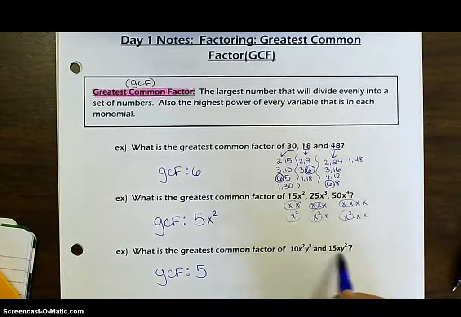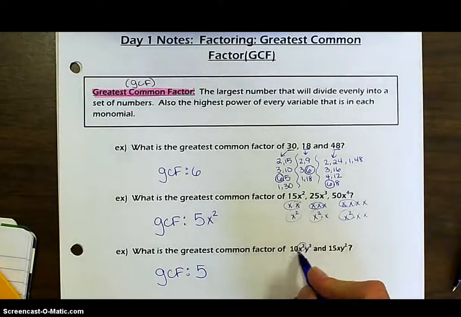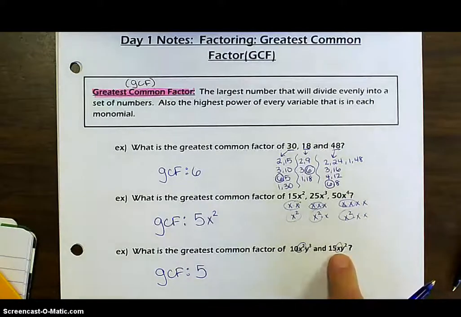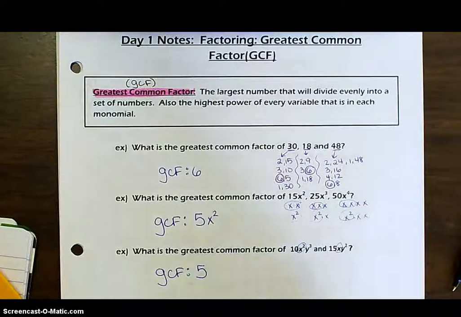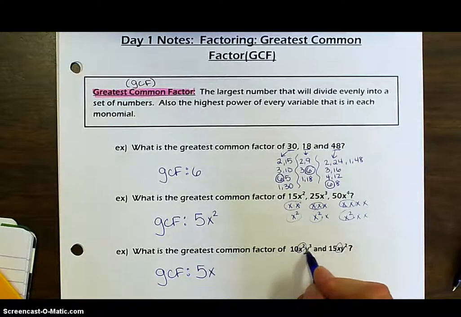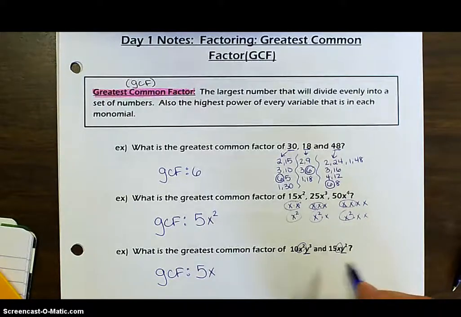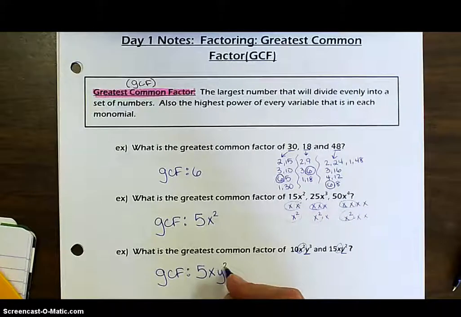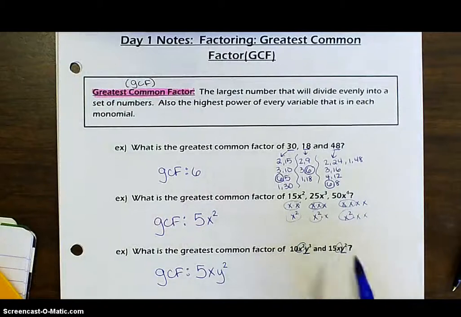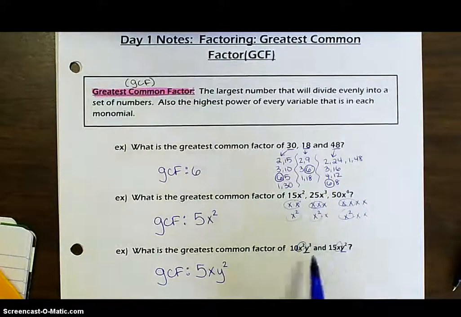Okay, now let's look at the variables. Here we have 2 x's, but over here, how many x's do we have? There's only 1. So how many x's do they have in common? They only have 1 in common, so we're going to put an x here. Now let's look at our y's. Here we have y to the third, so there's 3 y's here. Here we have y squared, that means there's 2 y's there. So how many y's can they have in common? They're going to have 2 y's in common. This one has 3, this one has 2, so you can't have more in common, so you have to go with the lower power here.